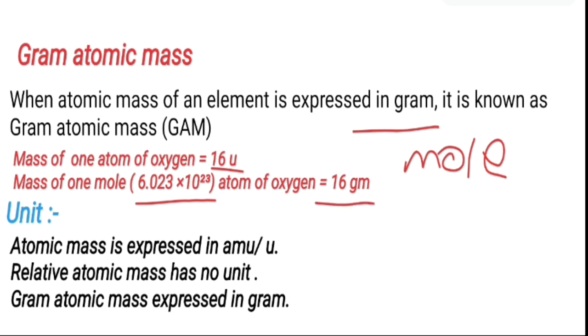Now let us discuss the unit of atomic mass. Atomic mass is expressed in atomic mass unit, or U. Relative atomic mass has no unit because it is a pure ratio. And when the atomic mass is expressed in terms of gram, we call it gram atomic mass. So of course the unit of gram atomic mass is gram.